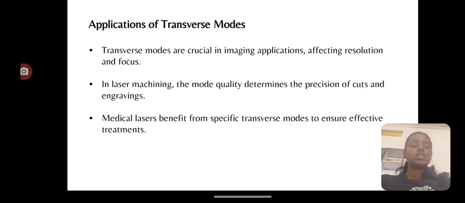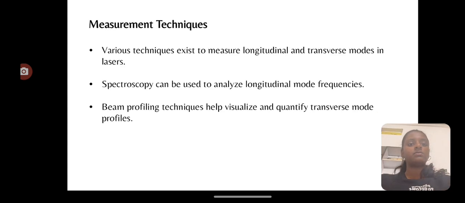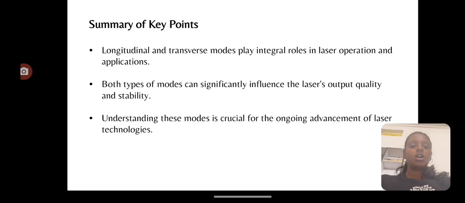Applications of transverse modes, as we have already seen, are used in medical fields to ensure effective treatments. Transverse modes are crucial in imaging applications. In laser machining, the transverse modes are used. Both types of modes can significantly influence the laser output quality. Understanding these modes is crucial for the ongoing advancement of laser technologies.